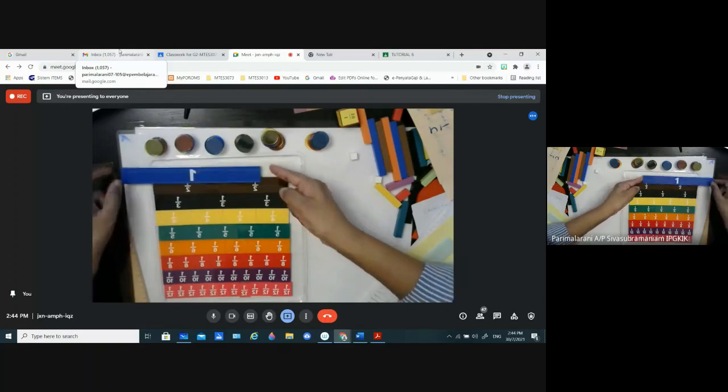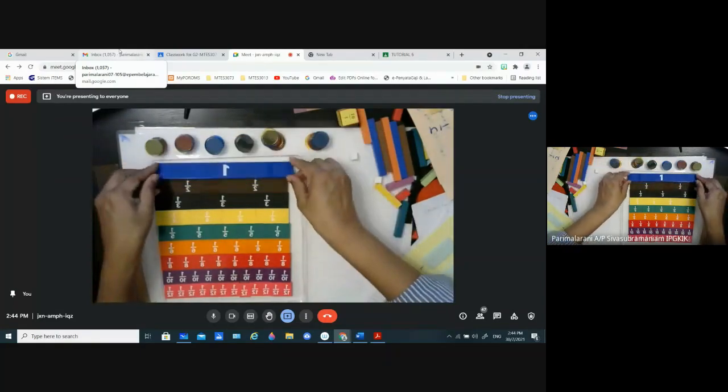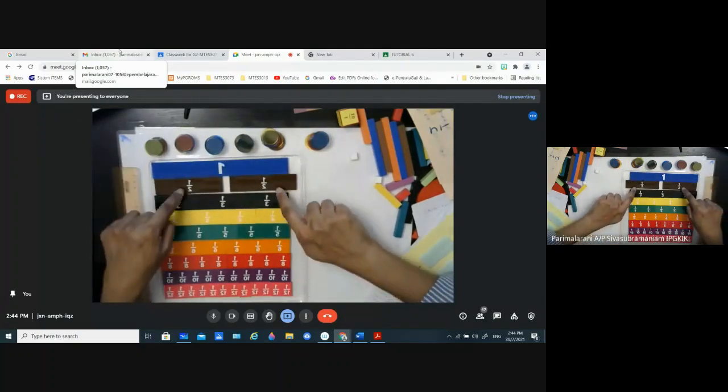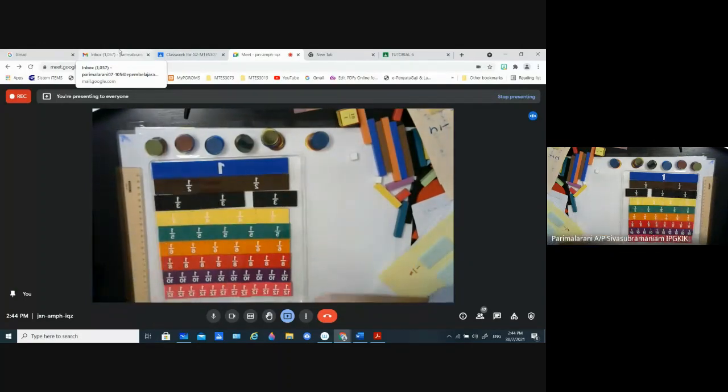This piece here represents 1. Okay, 1 whole. So the same size, we break it into 2 parts. So each part is 1/2. If we break it in 3 parts, then each part is a third, and so on.